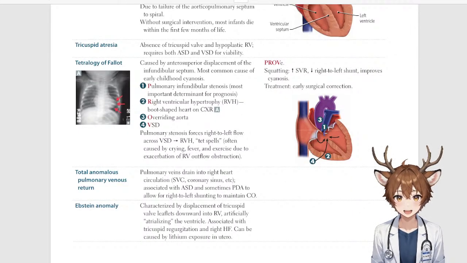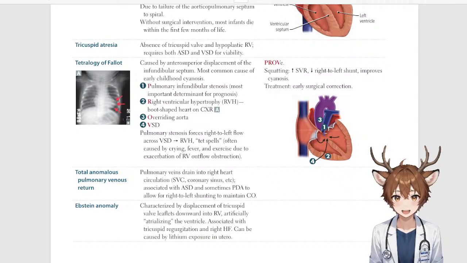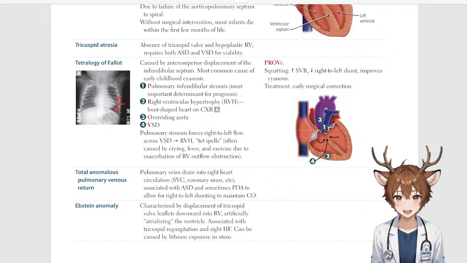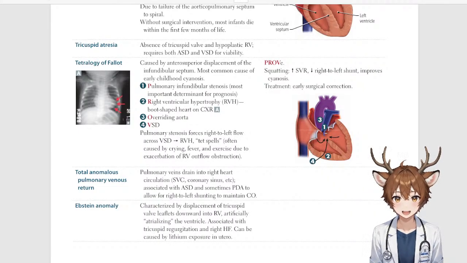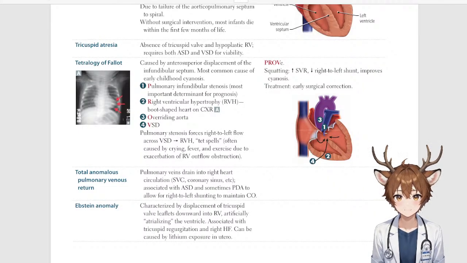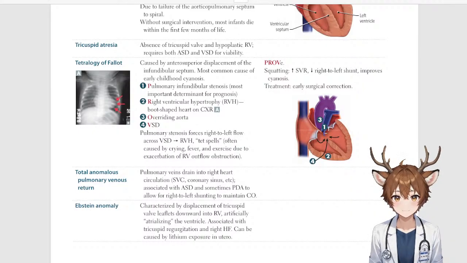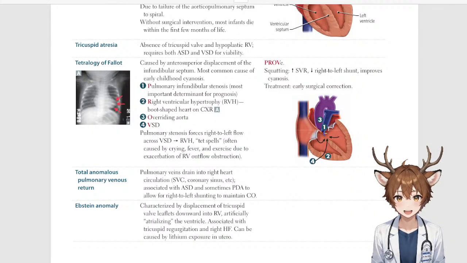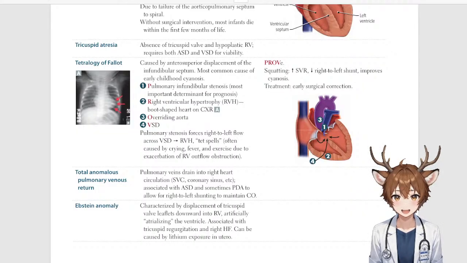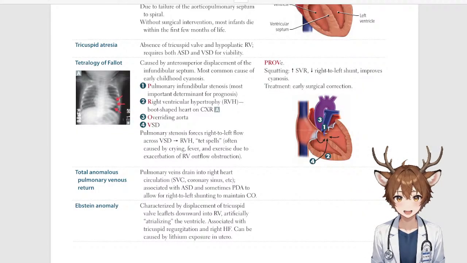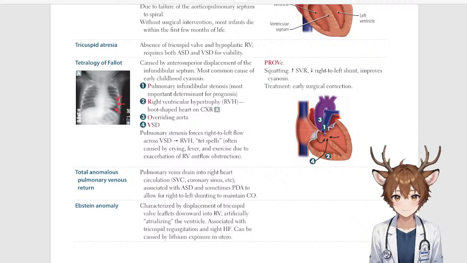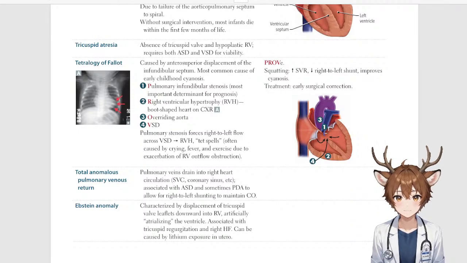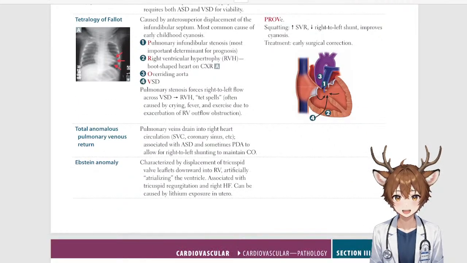And again, you can see the heart right there, showing the 1, the 2, the 3. So the 1 that they're showing, I believe, is the overriding aorta. The 2 they're showing is the right ventricular hypertrophy. The 3 they're showing, oh no, I think I confused this too. So 1 is the pulmonary stenosis. 2 is the right ventricular hypertrophy. 3 is the overriding aorta. 4 is that VSD, right? You can see that septal defect right there.